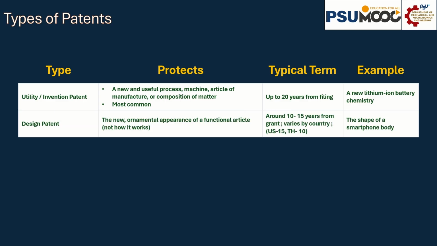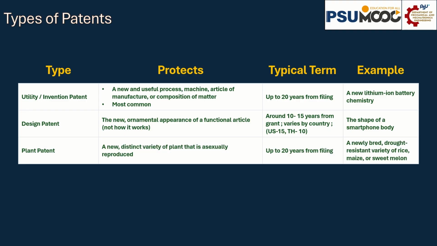Design patents protect appearance rather than function. For example, the distinctive shape of a smartphone could be protected through a design patent. Plant patents protect newly developed plant varieties that can be reproduced asexually.